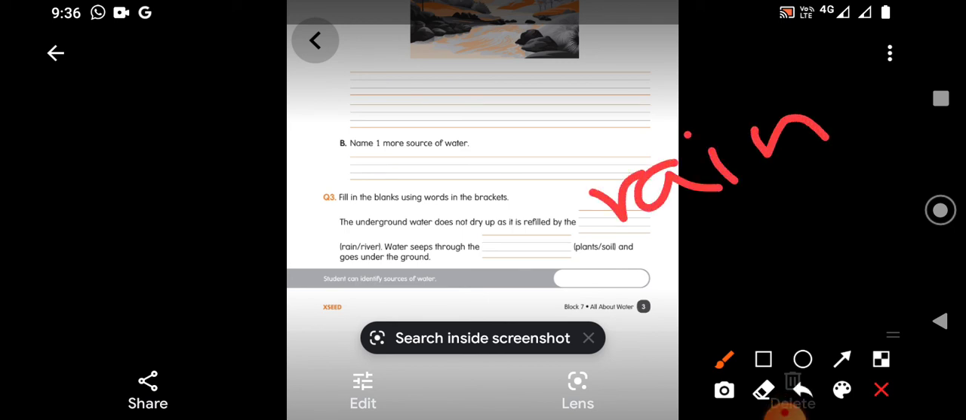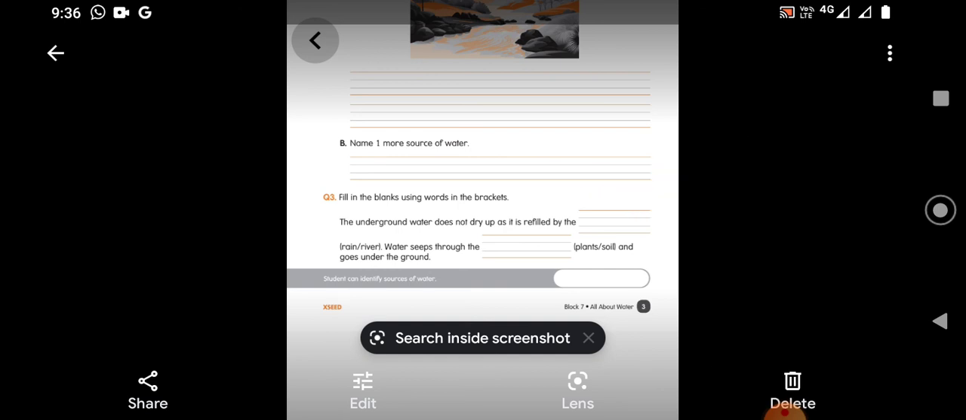Water seeps means it is going through, passing through the soil and it reaches the underground. Yes, children, it is passing through. That is called seeping. The video we saw, no, last picture. Yes. So very important things we learned in today's class.